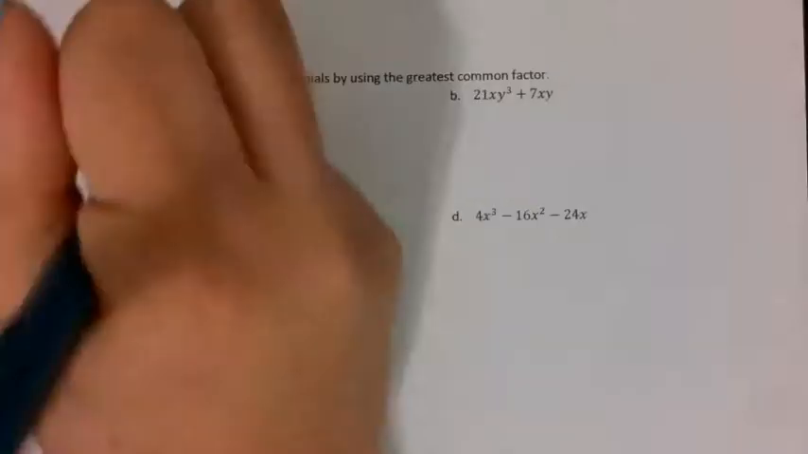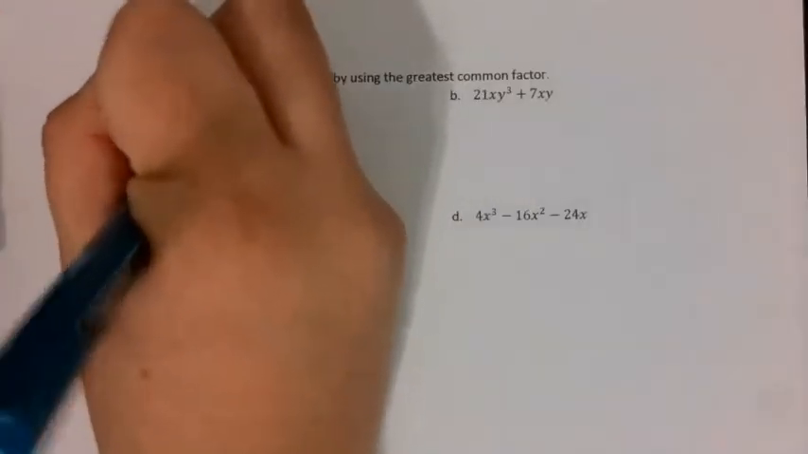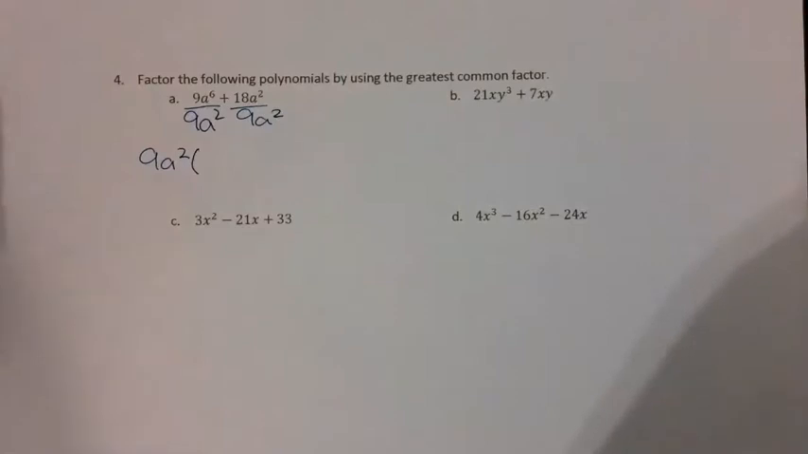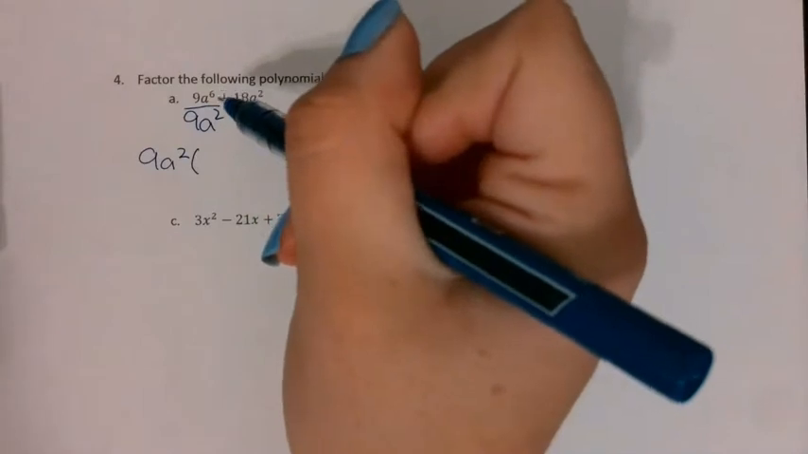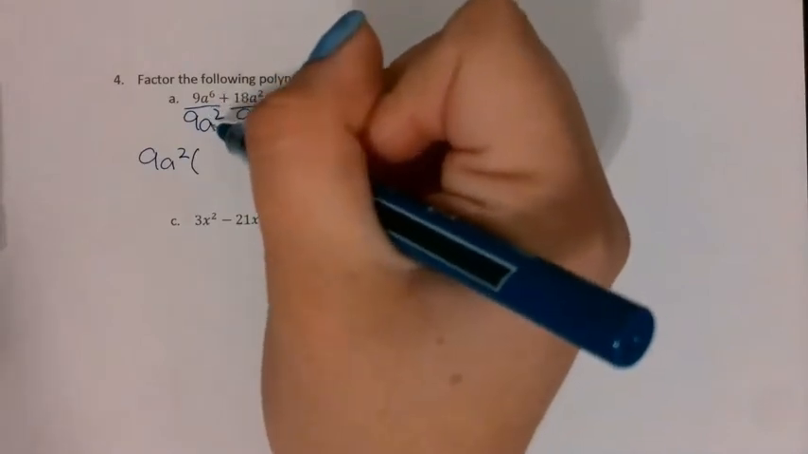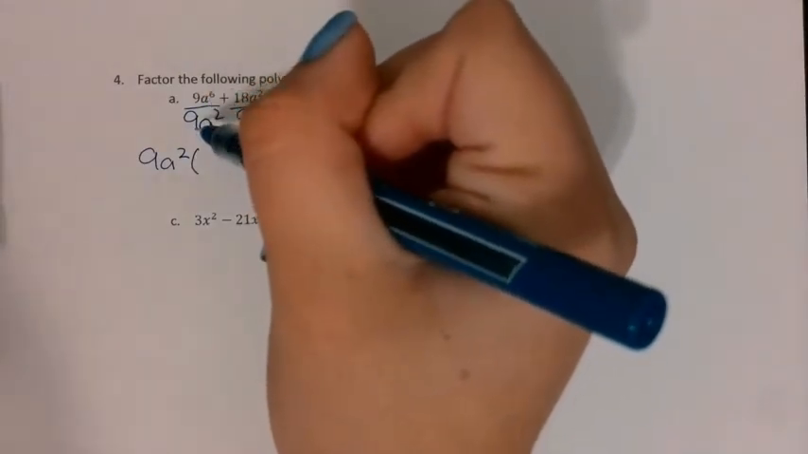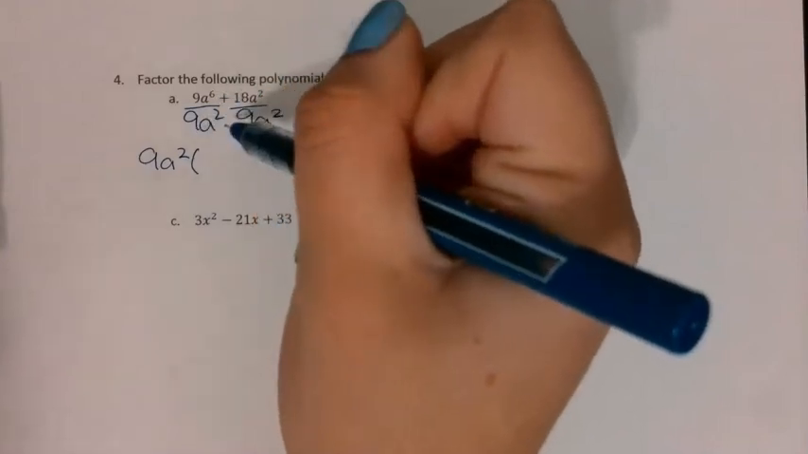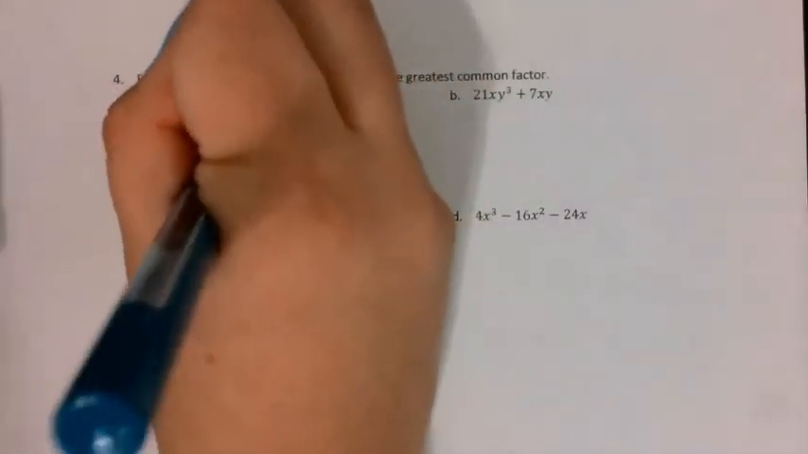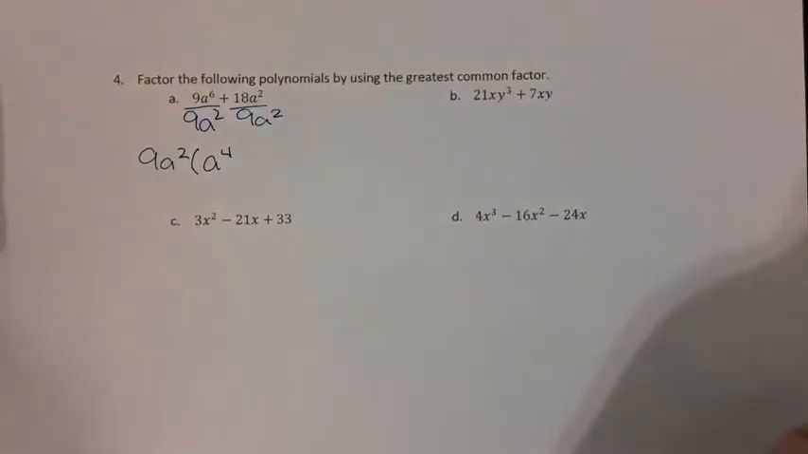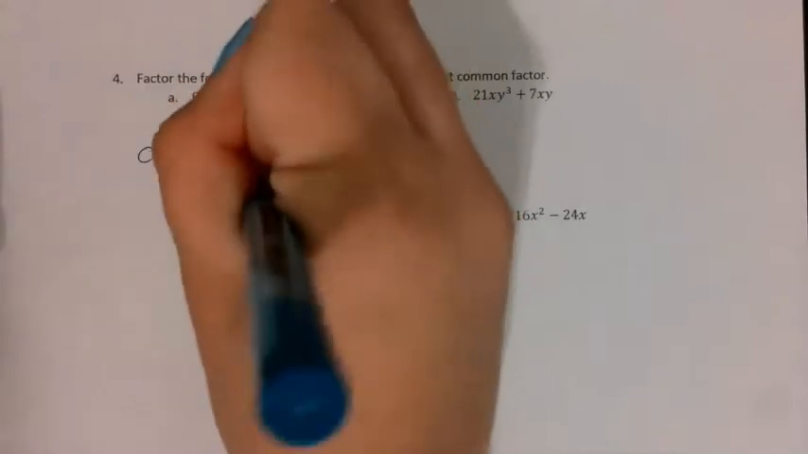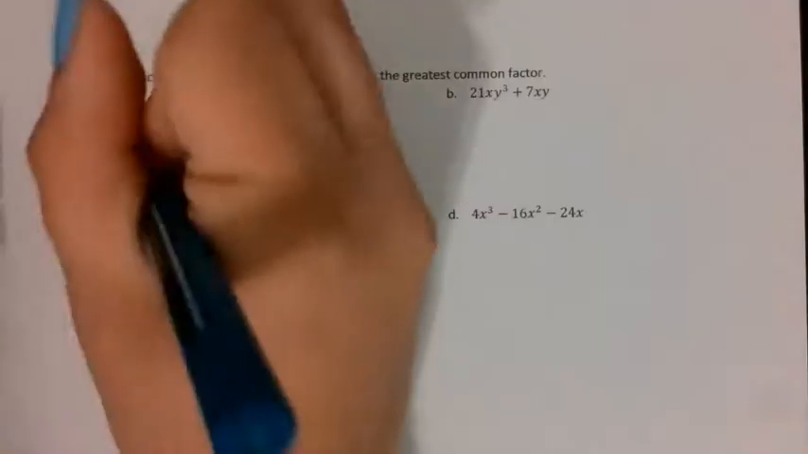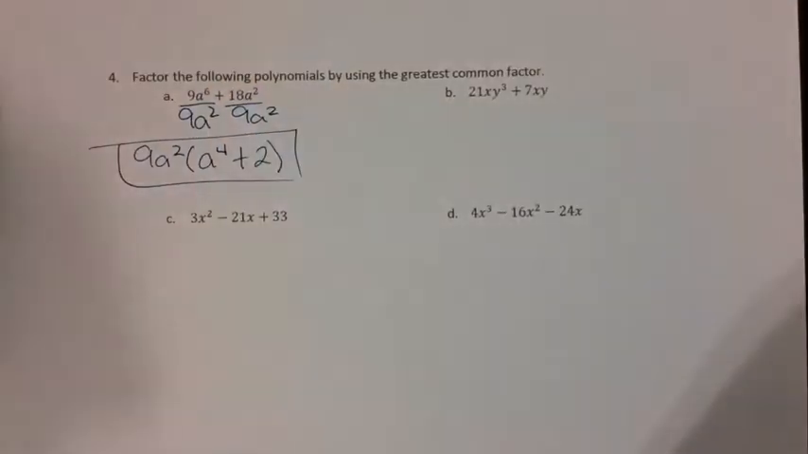What I do when I'm factoring is I write what I'm factoring out front, and then inside parentheses, I write what I get from dividing. So 9a to the 6th divided by 9a squared: 9 divided by 9 is 1, and a to the 6th divided by a to the 2 is a to the 4th. I don't need to write the 1. On 18a squared divided by 9a squared, I get 2. And a squared divided by a squared is 1, so I don't need to write that. So this is my answer for that one.